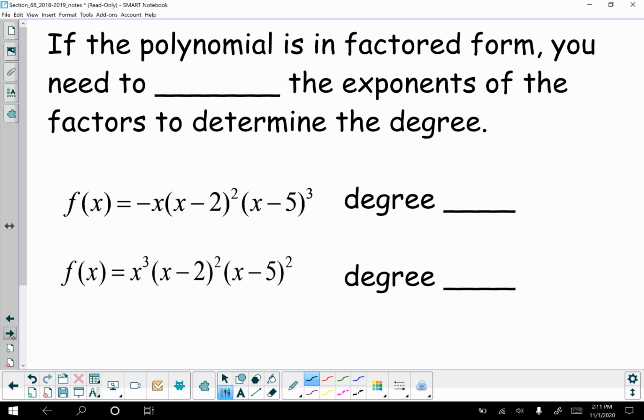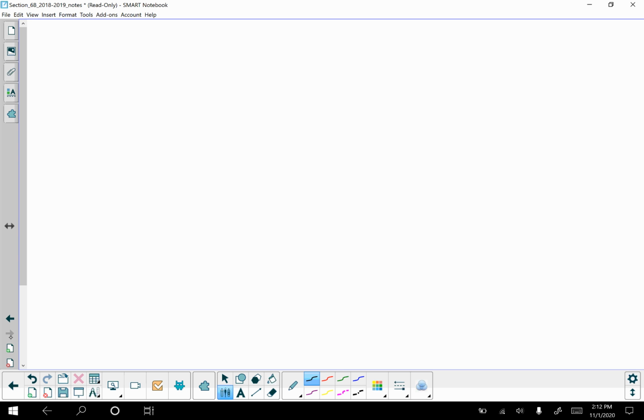Okay? So if the polynomial is in factored form, you need to add the exponents to figure out the degree. So this is to the first right here. So I get 1, 2, 3, 4, 5, 6. So that's degree 6. Okay, and that's going to be 3, 4, 5, 6, 7. Degree 7. So you add up the exponents if it was in factored form. All right, so this is 6b.